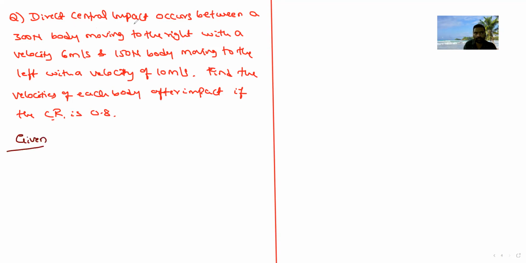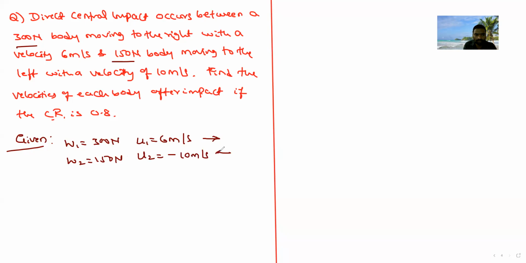See, direct central impact is given, occurring between the bodies. First body weight is given, so W1 is equal to 300 Newton. It is moving to the right with a velocity of 6 meter per second, so initial velocity U1 is equal to 6 meter per second. Then the second body is a 150 Newton body, so W2 is equal to 150 Newton, moving to the left, so U2 is equal to minus 10 meter per second. Are you getting why I have taken minus? Because it is towards the left.